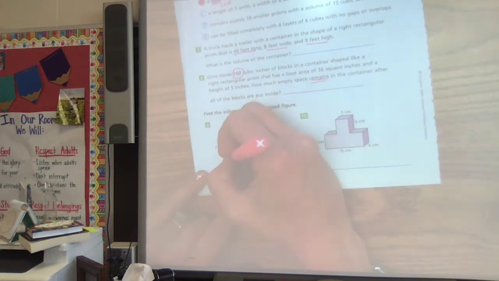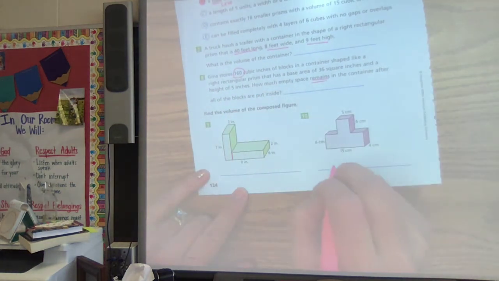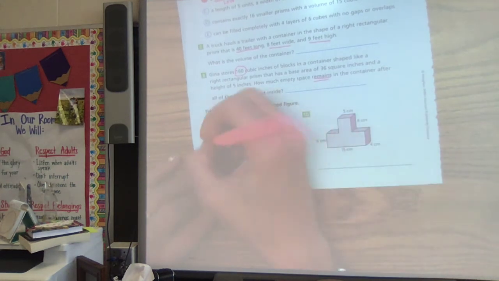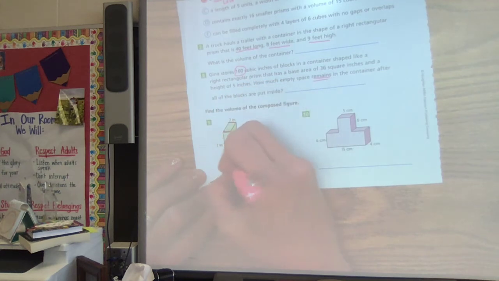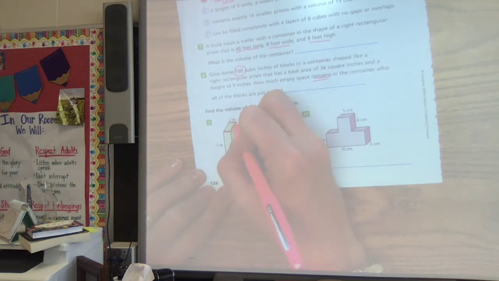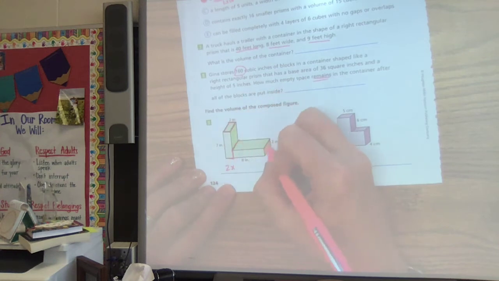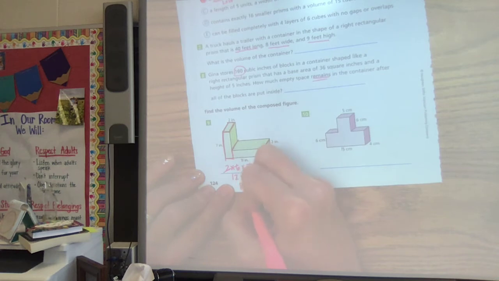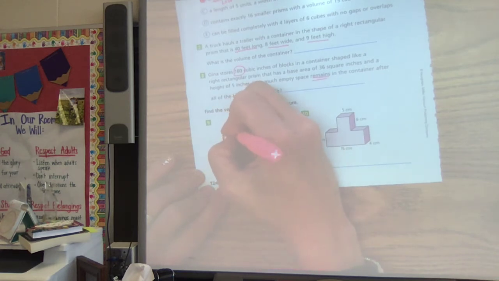So for 9, we know we need to chop this up. So I'm going to first look at this tall guy right here. How long? He's 2 inches long. How wide? Let's look. Is it telling me my width anywhere? Right here. 6. How tall? 7. I know 2 times 6 is 12, and 12 times 7 is 84. We'll write it right here.